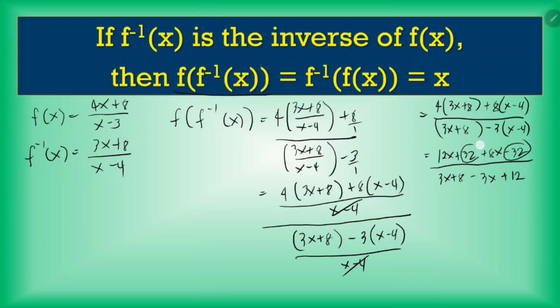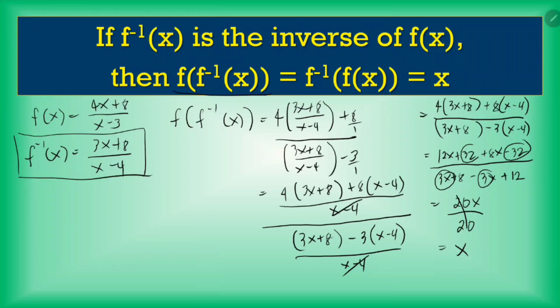Okay, so may mazi-zero tayo dito. So what we have now is 12x plus 8x is 20x. All over, tong 3x natin, mazi-zero siya. So what we have here is just 8 plus 12, 20. So makakancel si 20, we have x. Yan. So ibig sabihin tama yung na-solve natin na inverse function.